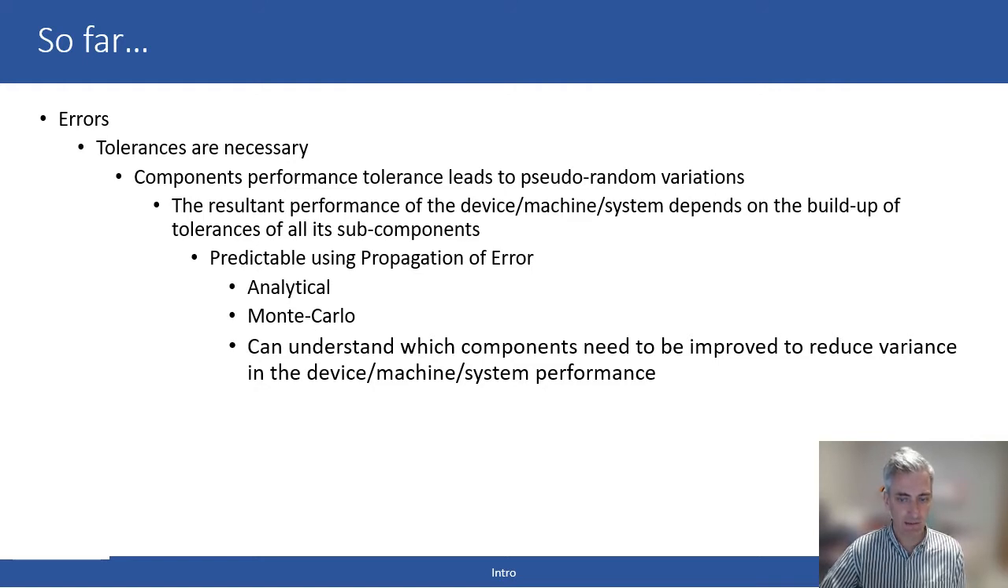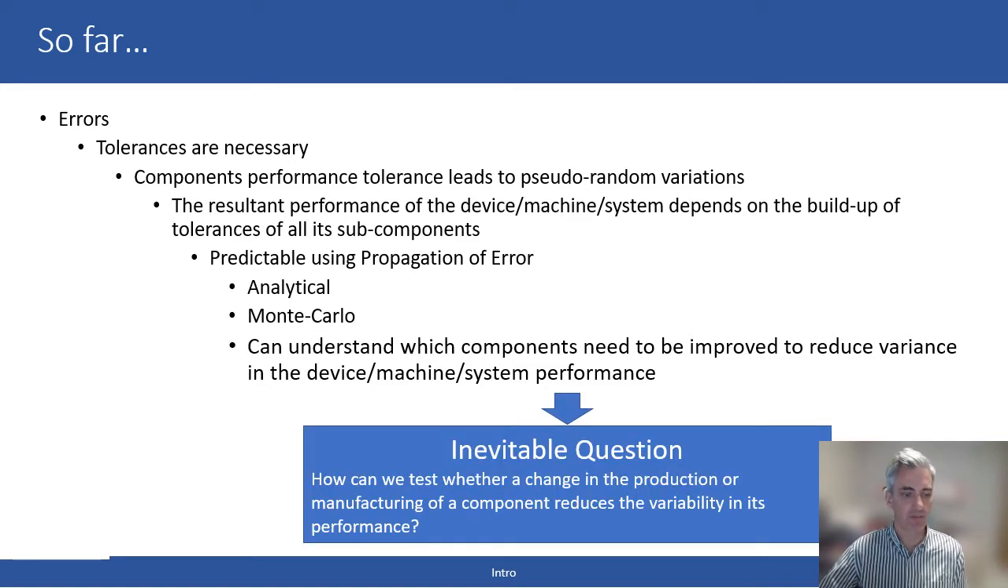So that leads to an inevitable question. If we want to improve the performance of the overall system, clearly we need to increase the performance of some of the subcomponents that are contributing to the error or the spread in performance. So how can we test whether a change in the way that these subcomponents are manufactured actually reduces the variability in its performance? And that's the sort of question that you'll be able to answer after this week.